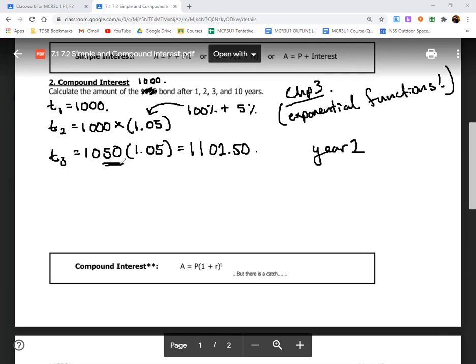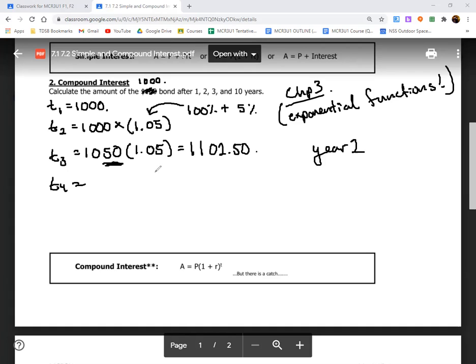You know that extra 50 bucks? That extra 50 bucks made a tiny 5% for you. So you made 5% on the 1,000. You made 5% on the 5%. You see where this is going? It's going to snowball. So take a look.